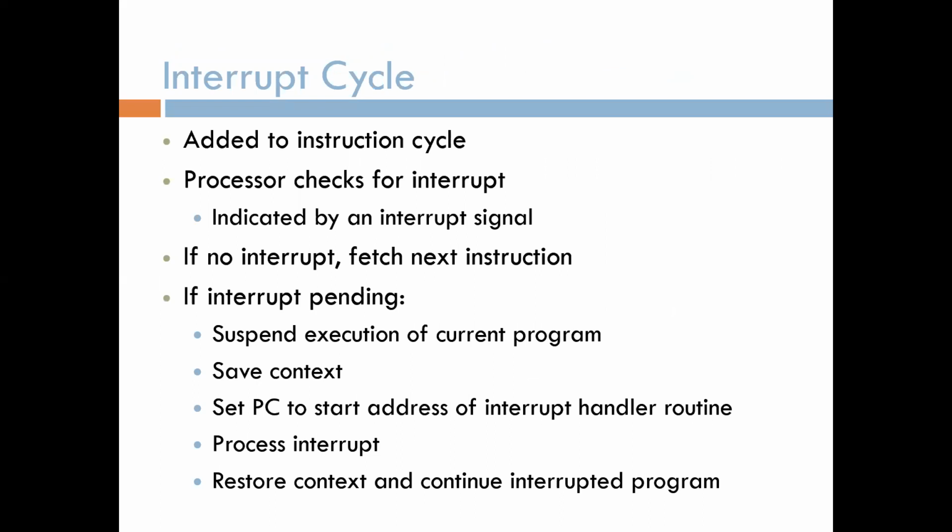The processor would continuously check to see if there are any interrupts, which would be indicated by an interrupt signal. If no interruption occurs, then we just continue along with our fetch execute cycle, no problem. However, if there's an interrupt pending, what we need to do is suspend the execution of the current program, save that context, and then set the PC to start at the address of the interrupt handler routine, and let the interrupt handler process the interrupt. Then we can restore the context that we had before and continue the execution of the previous program.